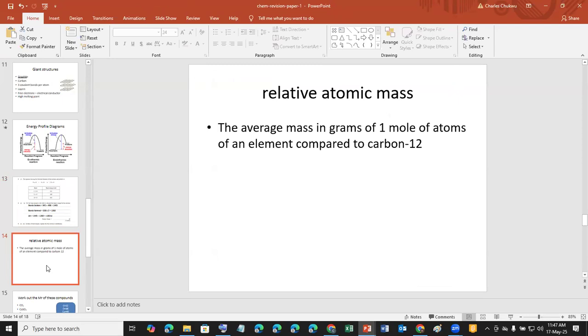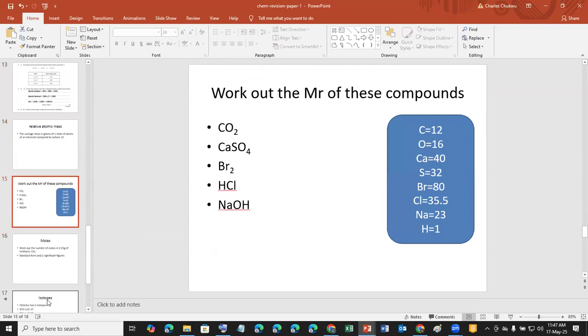Okay, so this is just a definition for relative atomic mass: the average mass in grams of 1 mole of atoms of an element compared to carbon-12. Usually relative atomic mass is not far from atomic mass. That's the good thing about it. It's not far at all. I think we have done something like this, but in this case, they now gave us the values for each of them. So that's the difference.